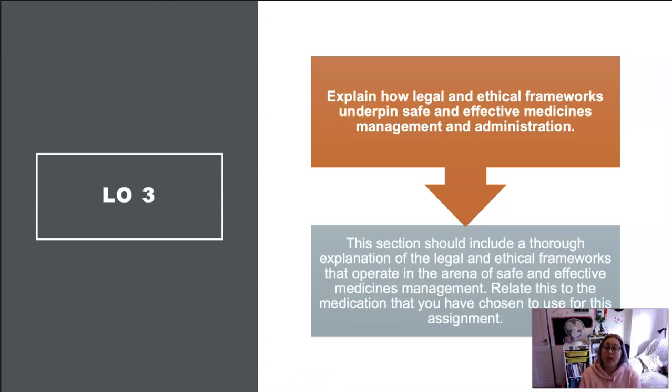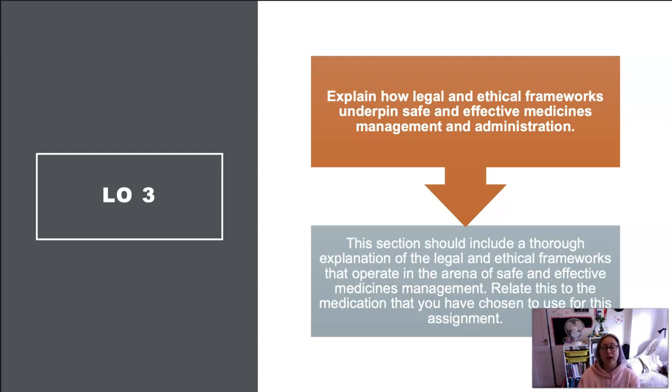So for learning outcome 3, this is going to take this a little bit further, and we're going back to our legal and ethical frameworks and how they're going to underpin safe and effective medicines management and administration. So once you've introduced me to your drug, why we have this specific drug, how we get it, how we order it, how we would then dispose of it, and you've talked me through what it actually does in the body, how it affects the body and how the body affects the medication, you're now going to tell me where this medication sits within legal and ethical frameworks.